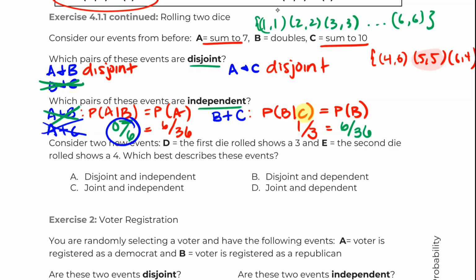So is 1 out of 3 the same as 6 out of 36? The answer is no, because 6 out of 36 is 1 in 6. So these are not independent as well. So none are independent. That's our answer to the second question. So now they've given us 2 new events. D is the first dice rolled shows a 3, and E is the second one shows a 4.